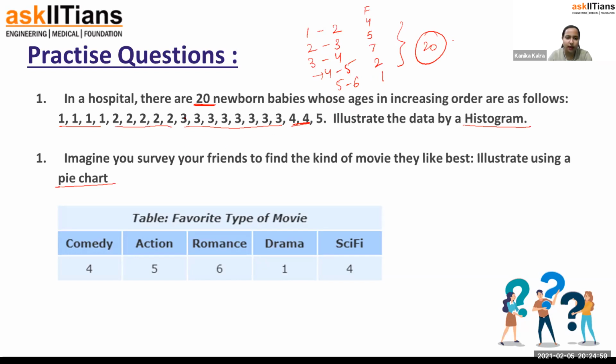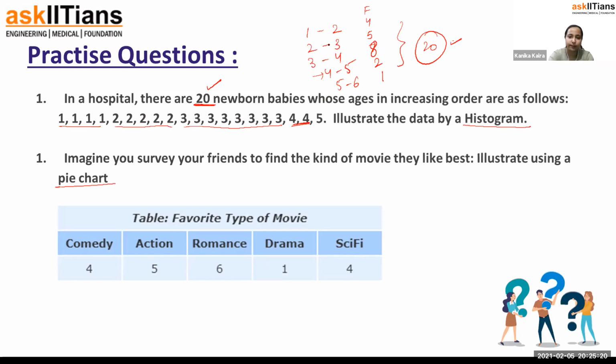Wait, I think I have made a mistake here. Let me just check. Oh yeah, it should be 8 here because the total was coming out to be 19. This total helps you to understand whether your frequencies are correct or not. So now the total becomes 20 and you can easily draw a graph.